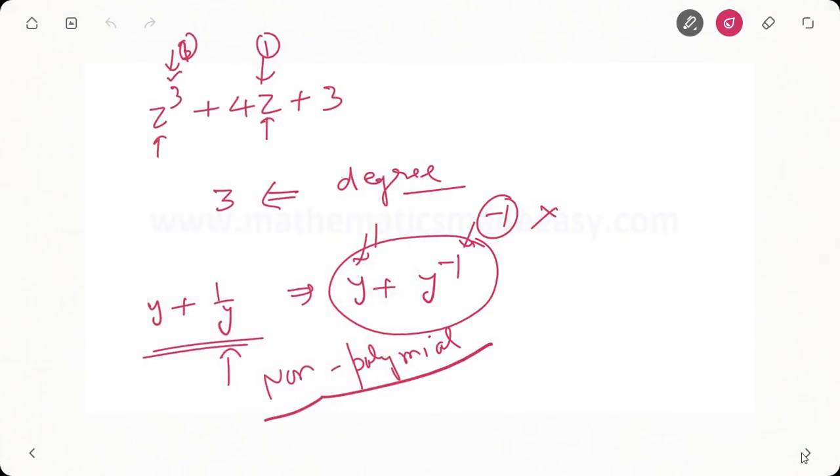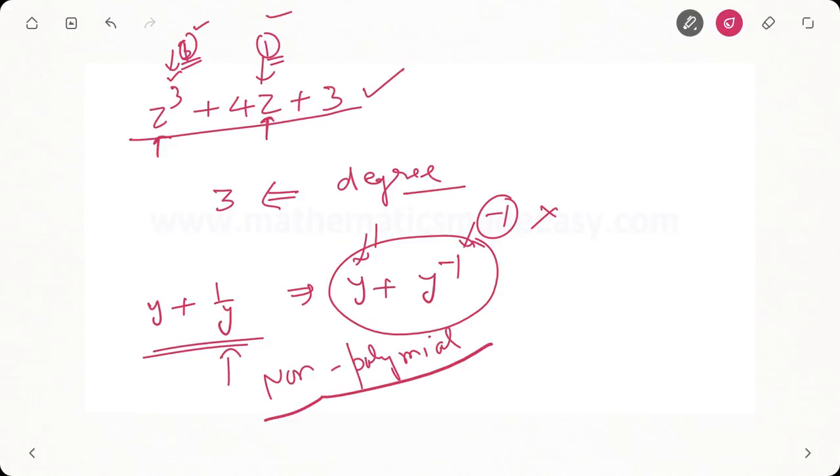There is an algebraic expression written as z cube plus 4z plus 3, right? We can see that there is only one variable, that is z. Here it is z cube, here it is z. And what is the power of z? Here the power of z is 3 and here the power of z is 1. So these are non-negative values, first thing, and these are not fraction values. It means this is a polynomial. Correct? First thing. Second thing, what is the maximum power of z?